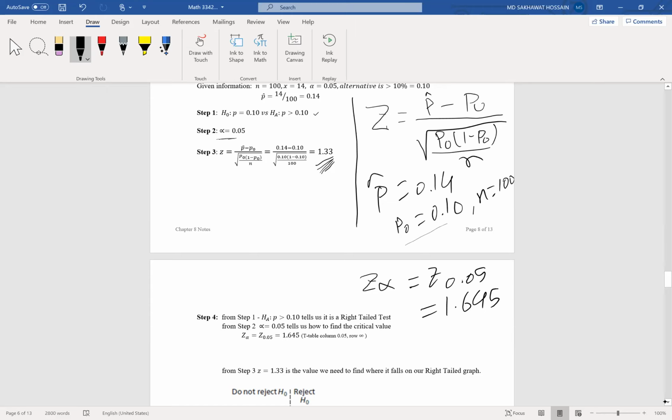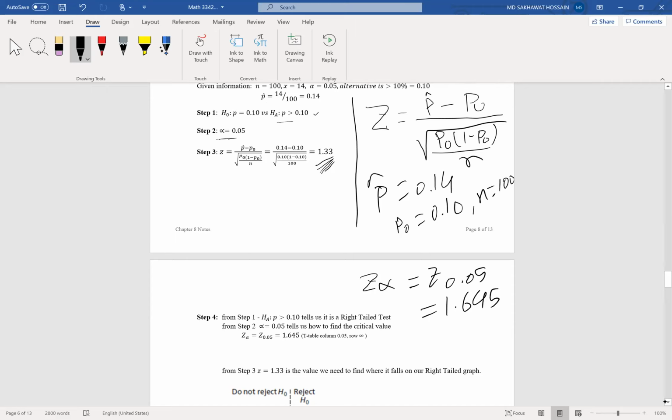Yeah, p naught is 0.10. Wait, so is that why it's upper tail? Why is this particular hypothesis test an upper tail test? Oh, okay. You will always determine the tail based on your alternative. Look at your alternative.